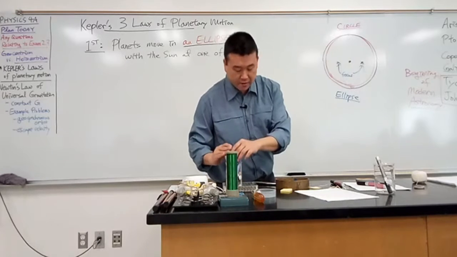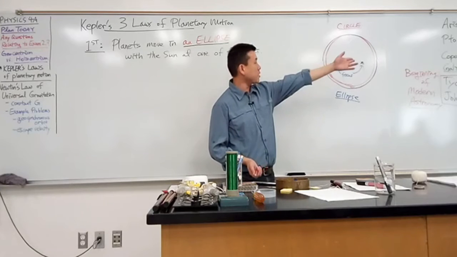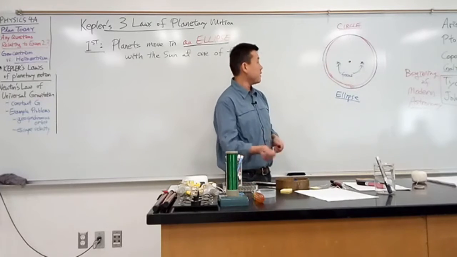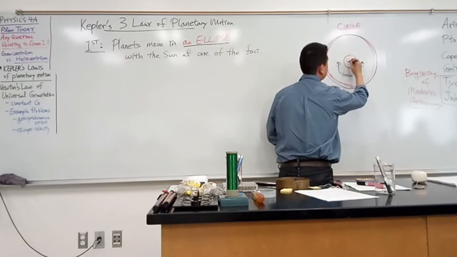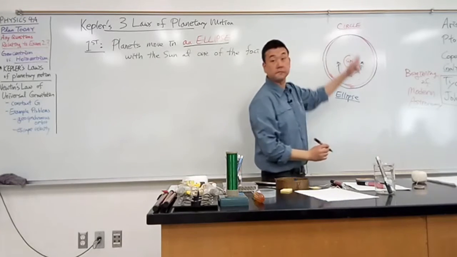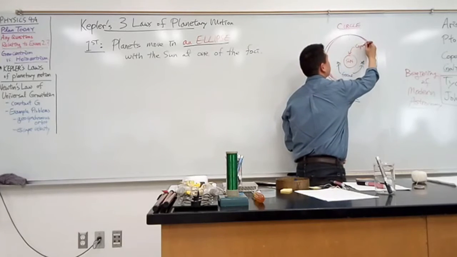Before we go into break, let me just end with this. This is the difference between the Copernican model and Kepler's model. In the Copernican model, you place the sun here. The sun is at the center of the circle. So this is the Copernican model, Copernicus.